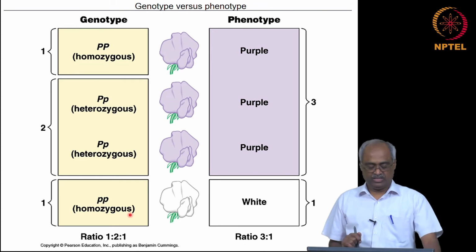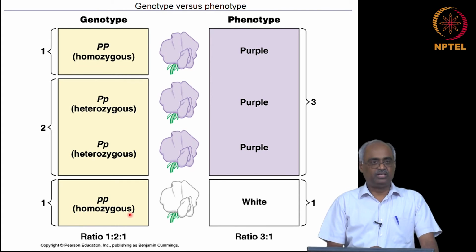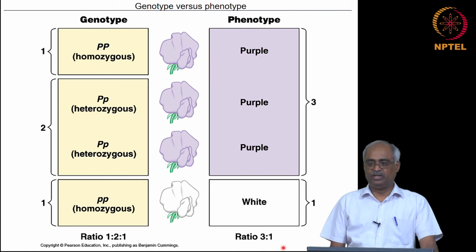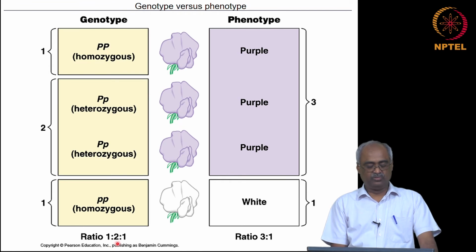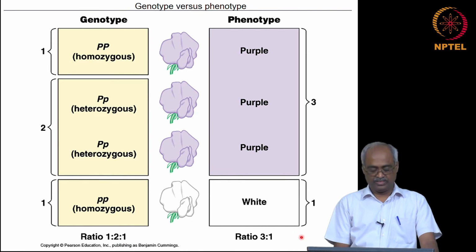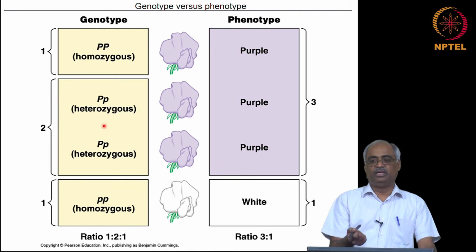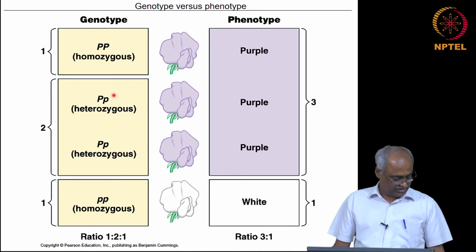Then second, you need to consider that genotypic ratio can be different from phenotypic ratio. Here the genotypic ratio is 1:2:1, meaning 1 homozygous for the capital P, 2 heterozygous and 1 homozygous for the small p, 1:2:1, but the phenotype ratio is 3:1. And this difference is explained by one of them being dominant over the other.